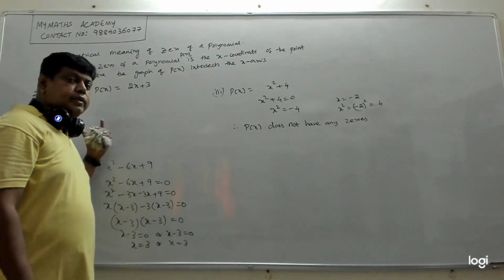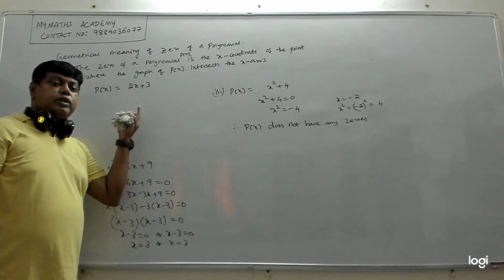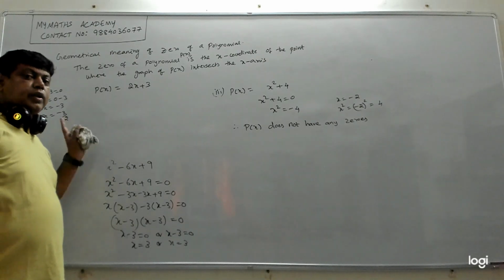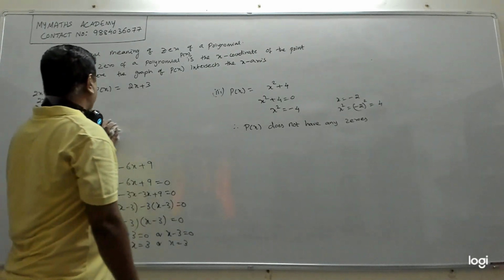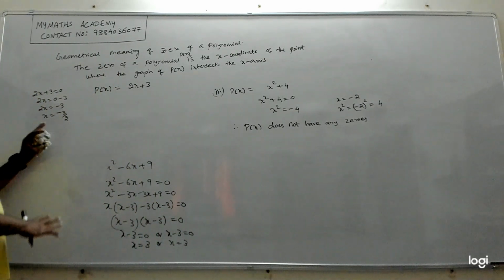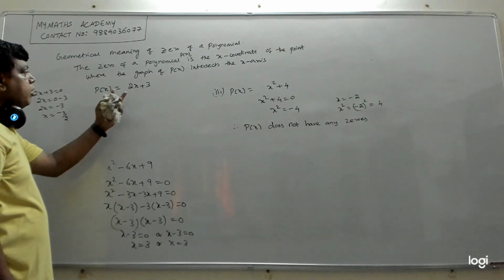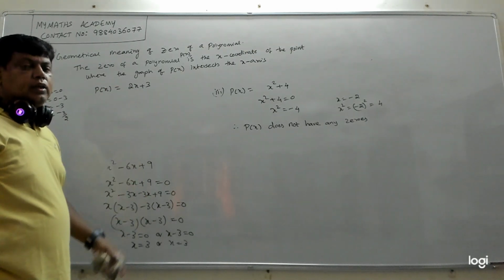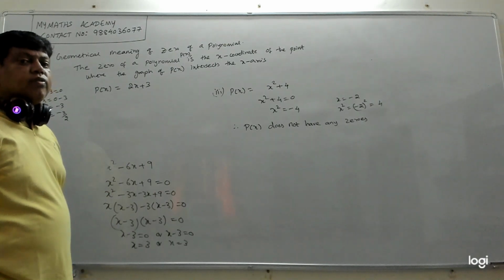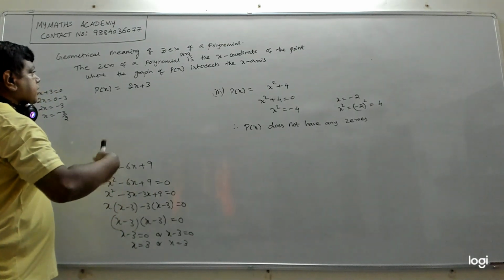Now we are going to see this in terms of a graph. Using a graph, we are going to find that x is equal to minus 3 by 2 is the 0 of the polynomial. This was algebraically solving and finding the 0 of the polynomial. Now what we are going to do is geometrically understand the meaning of the 0 of the polynomial, or find the 0 of the polynomial.